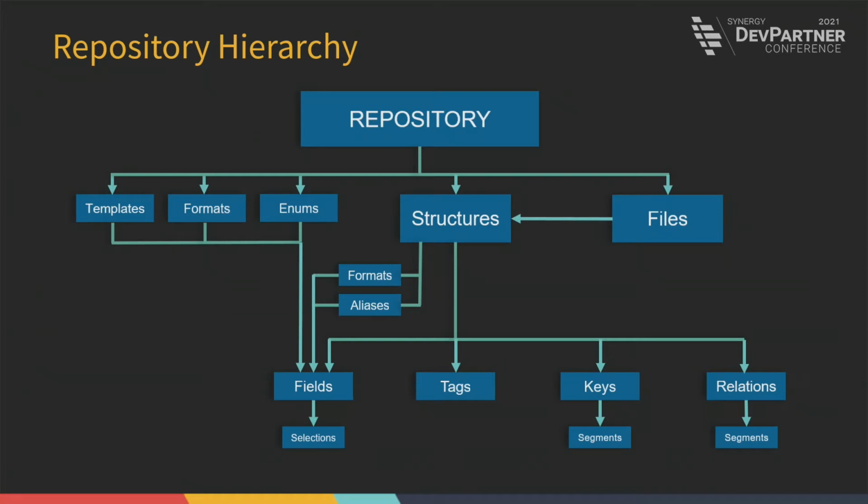Within a structure, you can also define formats and aliases, and ultimately those things can be used in a structure to define fields. Fields might have lists of selections. Structures can have tags associated with them and keys and relations. And then you can define files that are the physical data files pointing at structures. Okay, so that's the kind of logical overview of what the repository looks like internally.